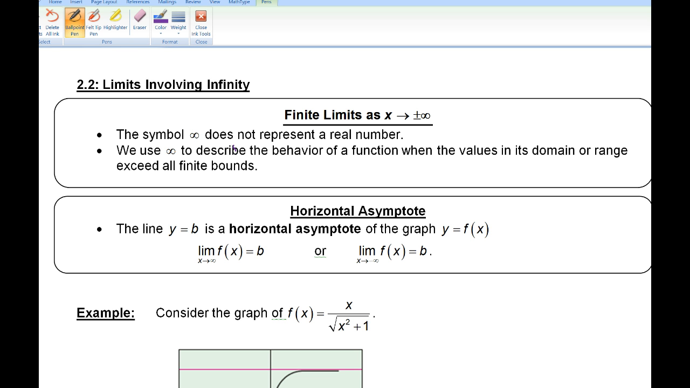But remember, when we talk about infinity, that symbol doesn't represent a real number. Okay? It's not a real number, but we use it to describe what's happening in the graph.